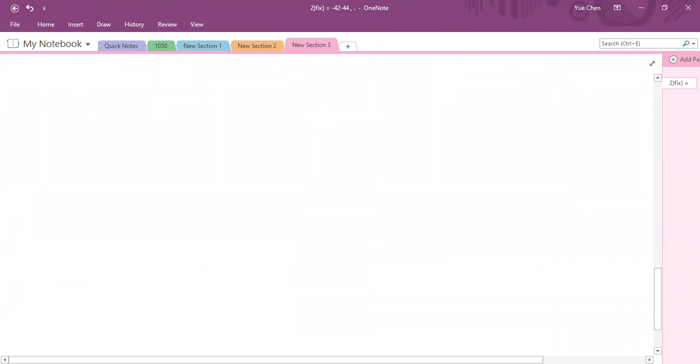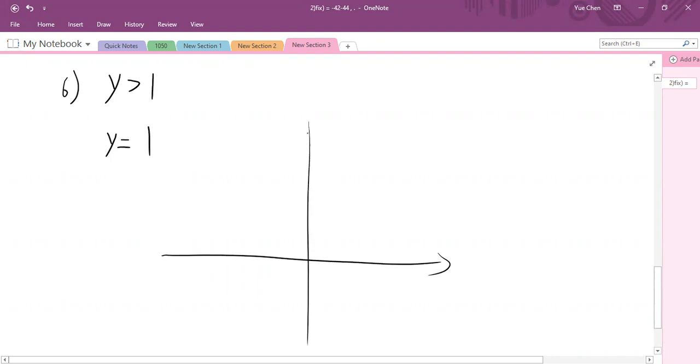Number 6. Graphing the inequalities. Y greater than 1. Okay, so you needed to look at what is Y equals 1. Y equals 1 is here, a horizontal line. This is 1. So it's greater than 1, so it should be what? Should be a dashed line, right? Dashed line.